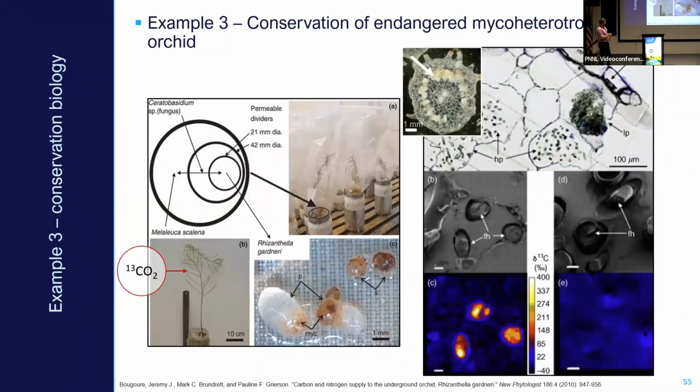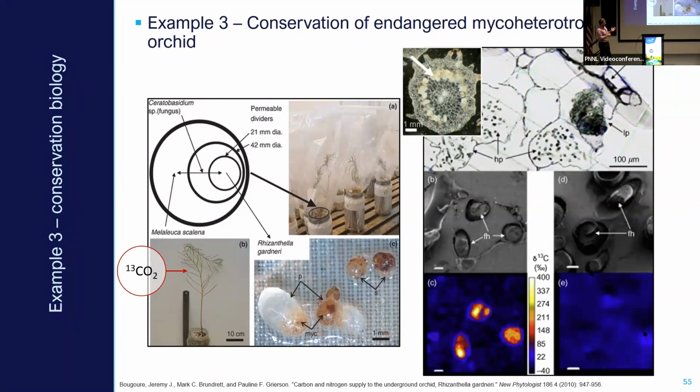So we replicated this situation in the lab using a split pot system where we were able to separate the fungal compartments, orchid compartments, and shrub compartment. We labeled it with 13 carbon dioxide and hoped like crazy that we'd see it end up in the orchids down here. After this had happened, we left it for a while.